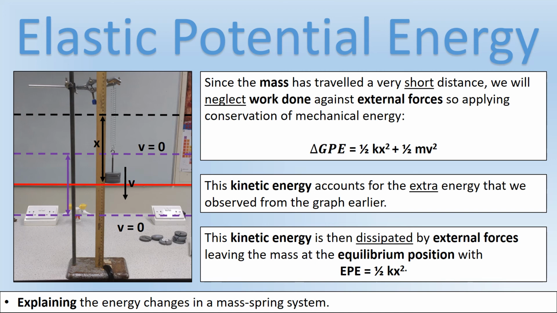And then it will come back up and go above that to a position above it, where again the speed is 0. But at that point, some of the elastic potential energy has been transferred into GPE because it's moved higher, and it will keep oscillating between those positions until air resistance has done enough work to reduce its kinetic energy to 0, and it settles at the equilibrium position with elastic potential energy half kx squared at that point. So that concludes this video looking at elastic potential energy.